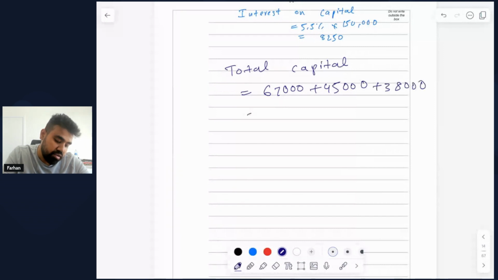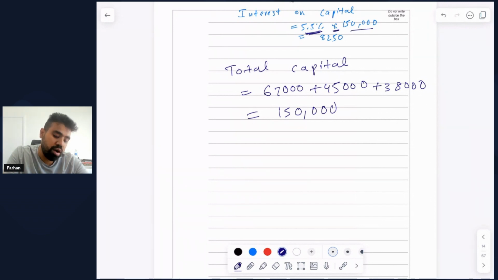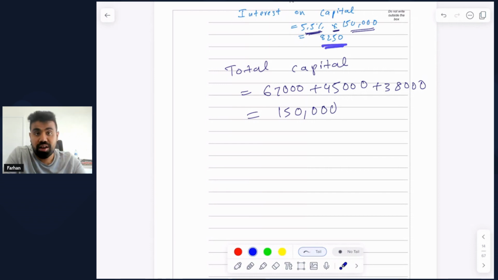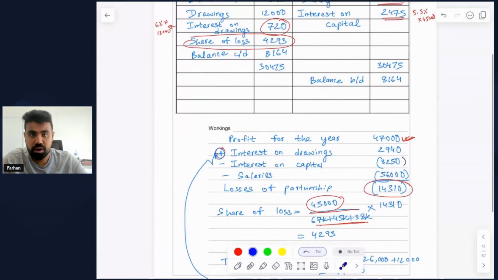That should give us 150,000 pounds as the total capital investment made by all three partners combined. Given that interest on capital is provided by the business at 5.5% on all capital investments, we simply multiplied 5.5% by 150,000 pounds, and we arrived at 8,250 pounds as the interest on capital.